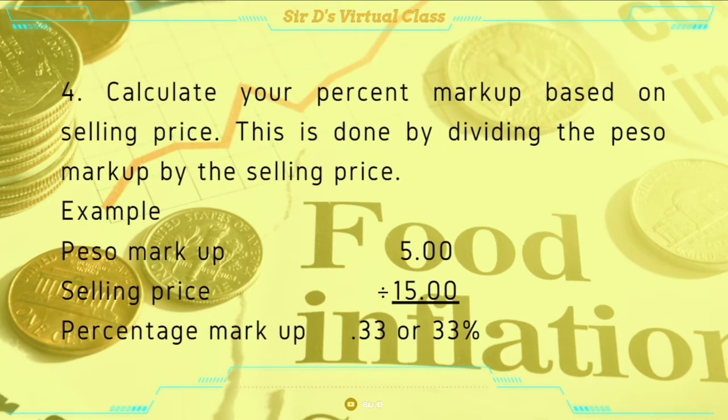On the other hand, if you choose to calculate percentage markup based on selling price, what you need to do is to divide the peso markup by the selling price. Let us have here an example. You have defined your peso markup as 5 pesos. Your selling price of an item is 15 pesos. You divide 5 by 15 and then the percentage markup would result into 0.33 or 33%.